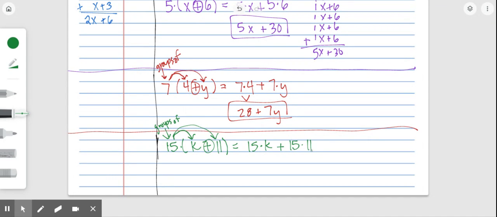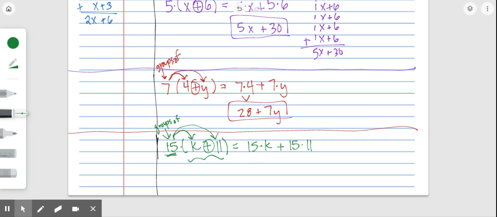Okay. Now notice when I did that, this number on the outside is distributed to each of the terms on the inside. So I can't just distribute it to the 11. It has to go to the k as well. I can't just distribute it to the k. It has to go to the 11 as well. It has to go to both of those terms. If you don't give it to both of those terms, then you haven't distributed. You've been a really bad cake passer-outer because you didn't give everybody at the party cake.